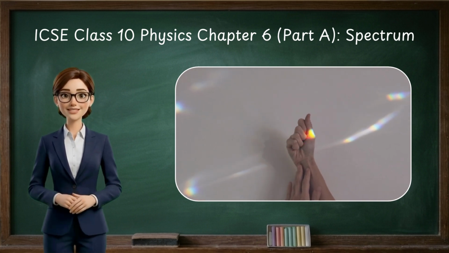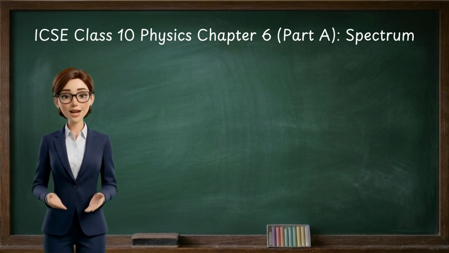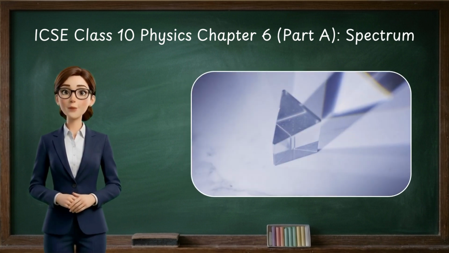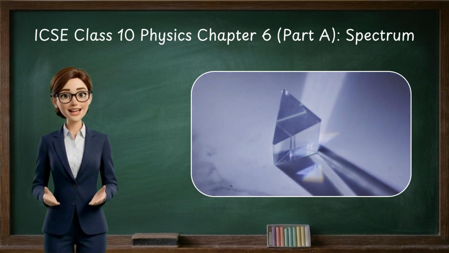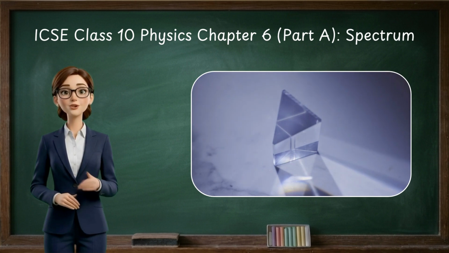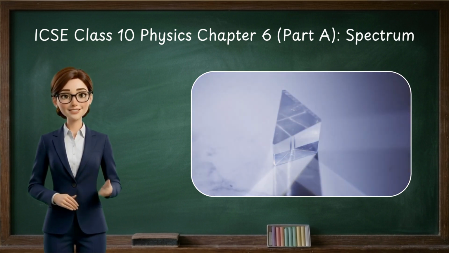Welcome to Chapter 6. Today, we are opening up a brand new unit, Spectrum. We're kicking off Section A by exploring how light behaves when it passes through a triangular glass prism. Let's get started.